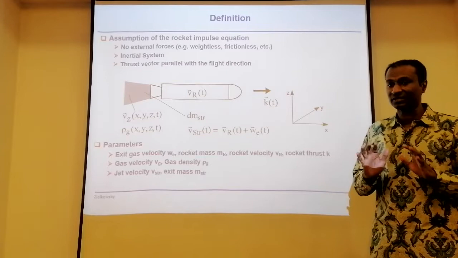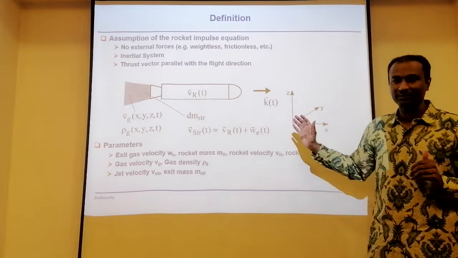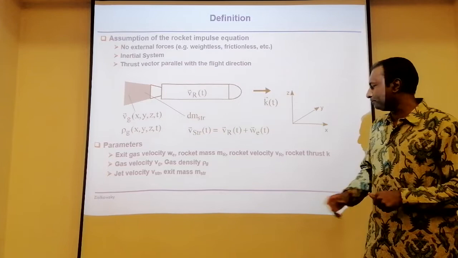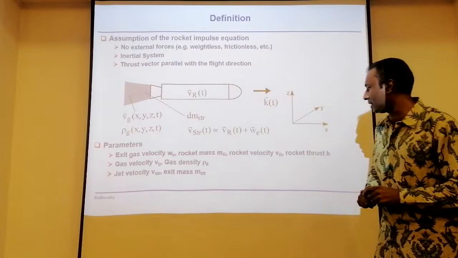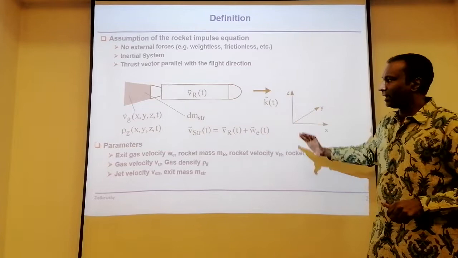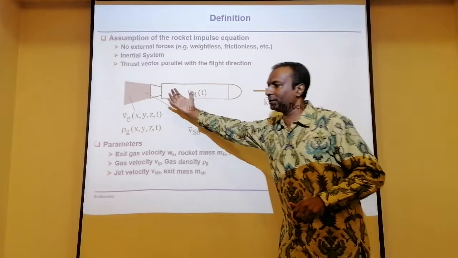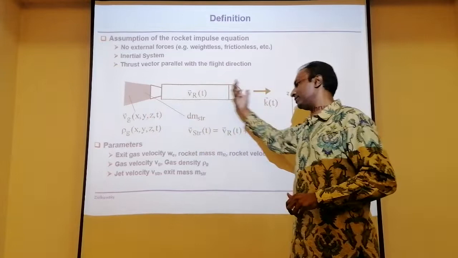But we will incorporate the gravitational force later. We are not going to neglect that totally, but we will incorporate that later. Okay, then you have the rocket velocity, the rocket thrust, as I've said. You have something pushing, the gas is pushing out, and then you have the rocket thrust which actually drives the rocket forward. So that's how the whole thing is.